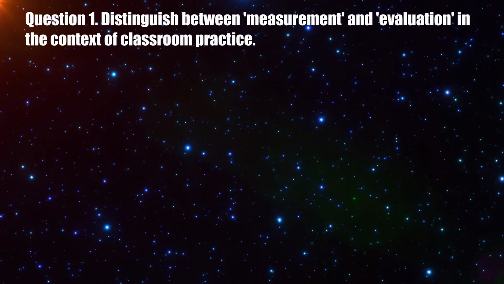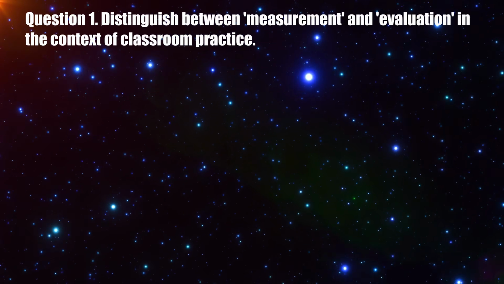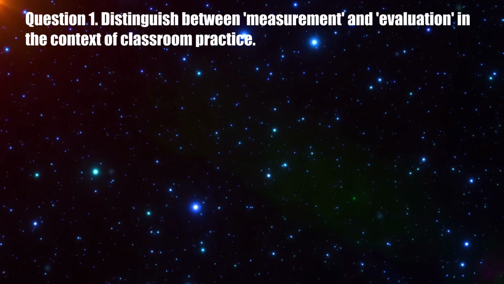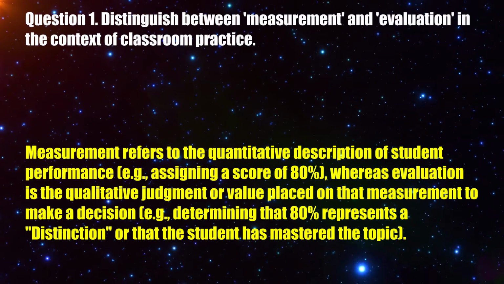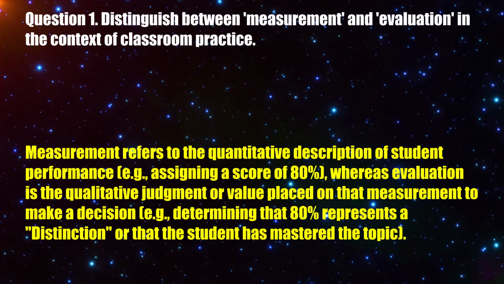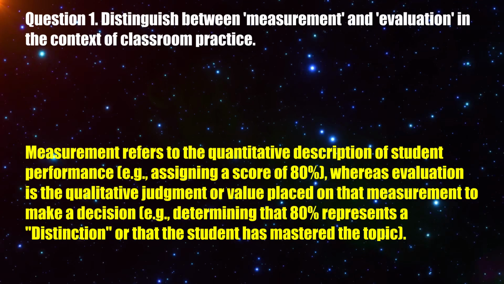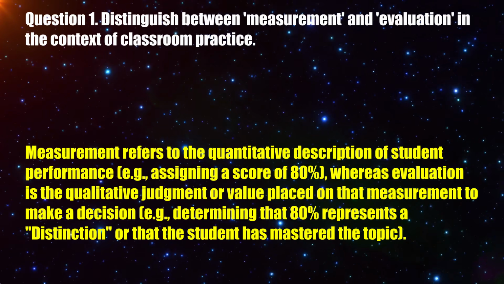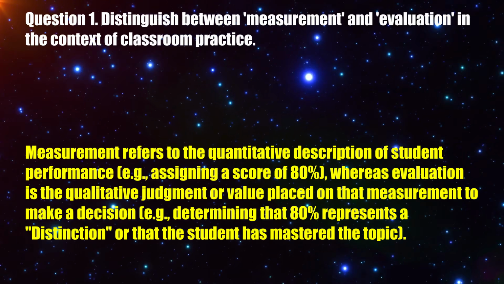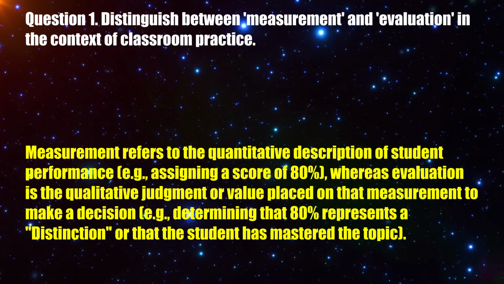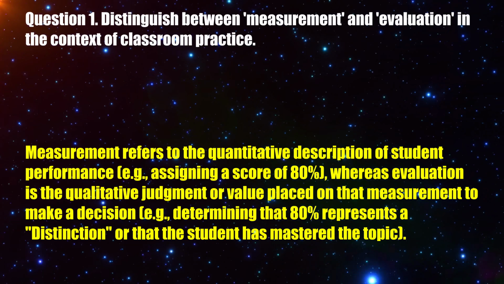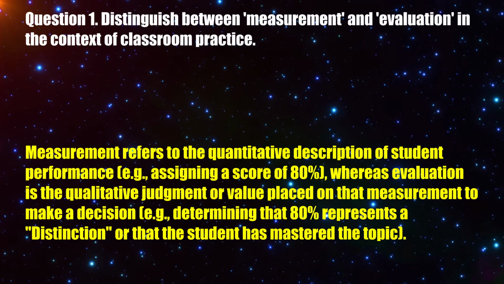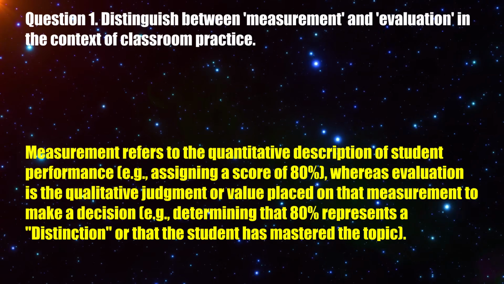Question 1. Distinguish between measurement and evaluation in the context of classroom practice. The answer is, measurement refers to the quantitative description of student performance, e.g., assigning a score of 80%, whereas evaluation is the qualitative judgment or value placed on that measurement to make a decision, e.g., determining that 80% represents a distinction or that the student has mastered the topic.